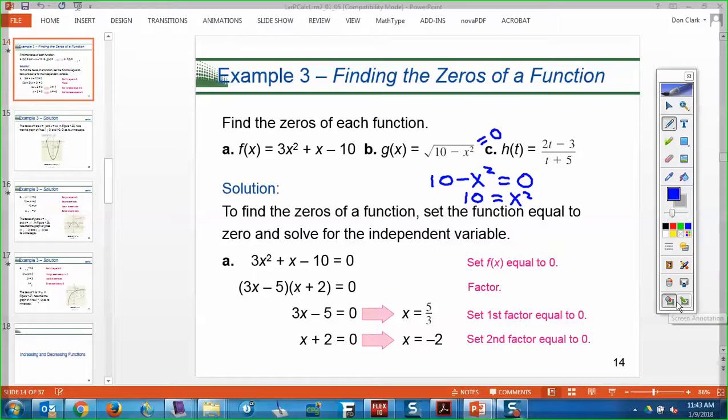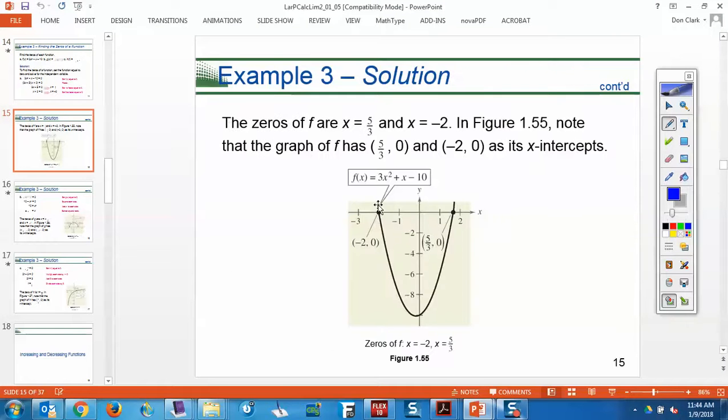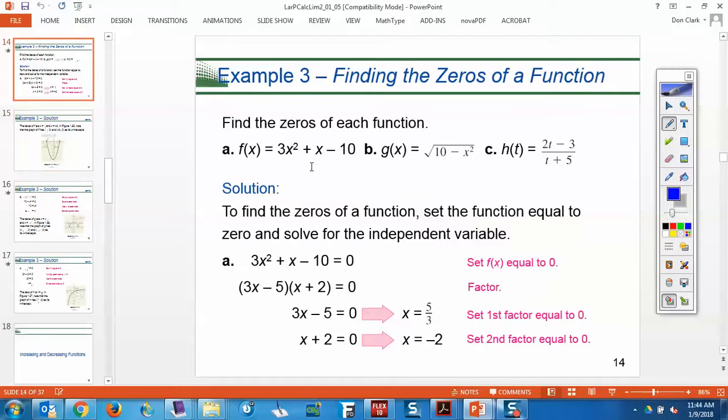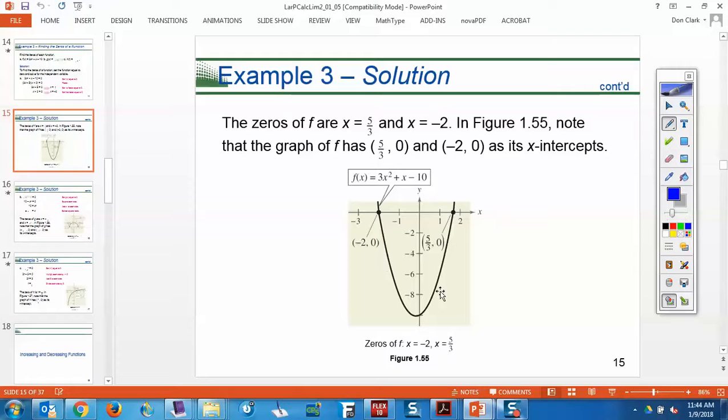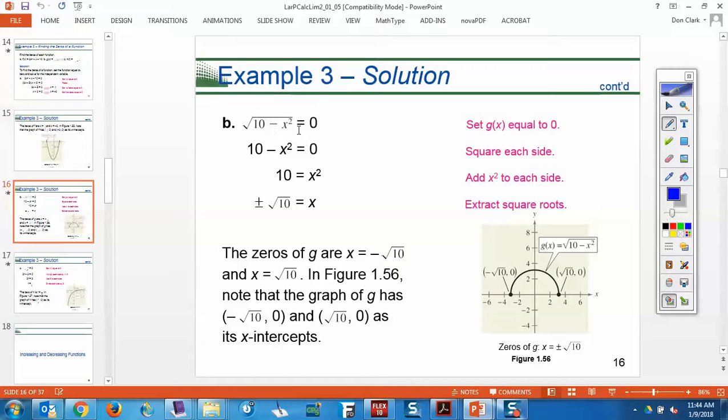Okay? Now, let's take a look at those. So this would be that parabola. This was a quadratic, so that's a parabola. So there's the two x-intercepts, right? That's what we're talking about. That's the zeros of a function, or the x-intercepts. And on this one, we got 10 minus x squared equals 0, so x squared equals 10, so plus or minus square root of 10. If you graph that, that's actually the top half of a circle. Okay, but that's fine. We don't need to know that right now. But the two x-intercepts would be plus or minus square root of 10.